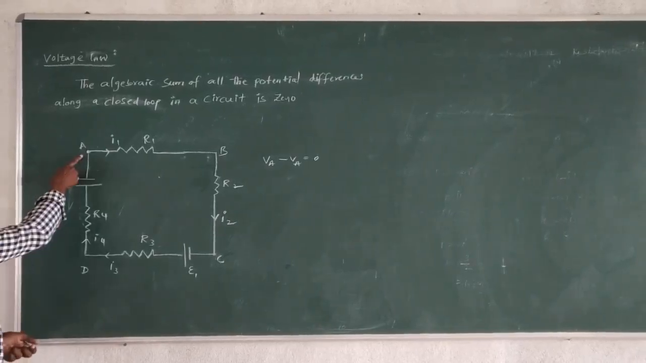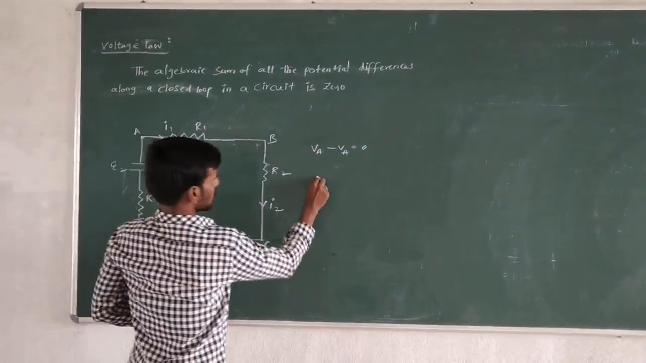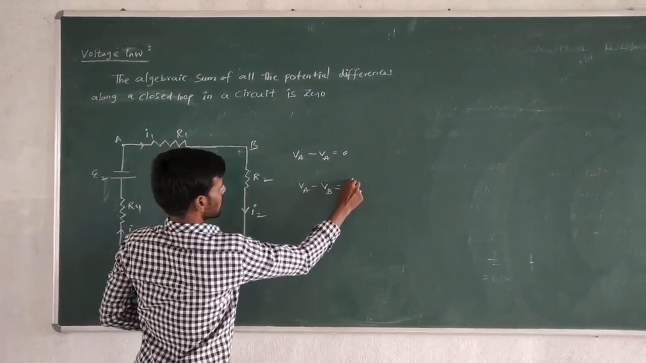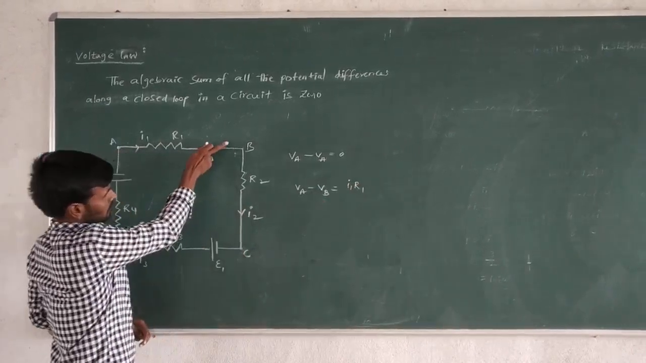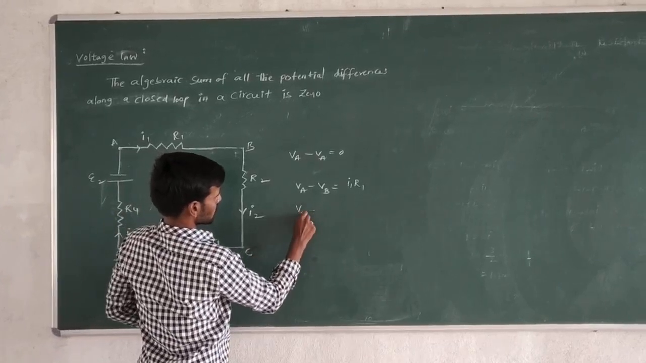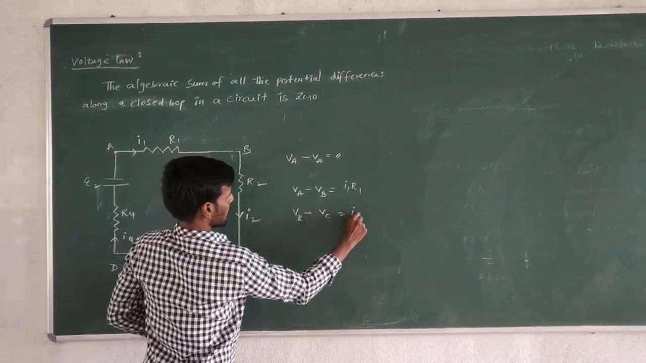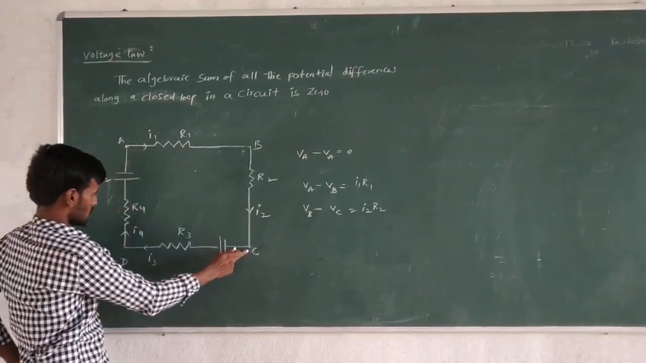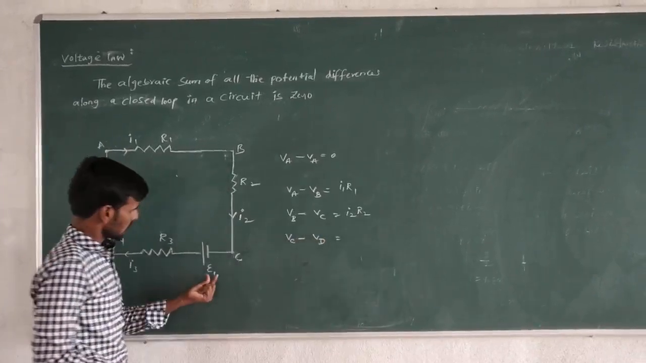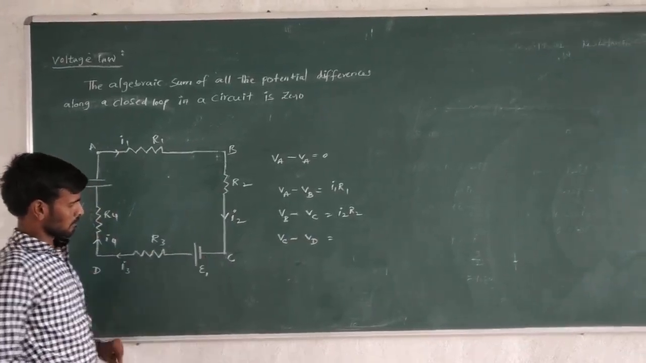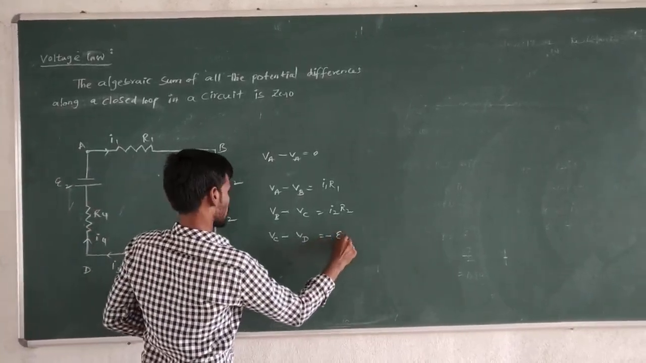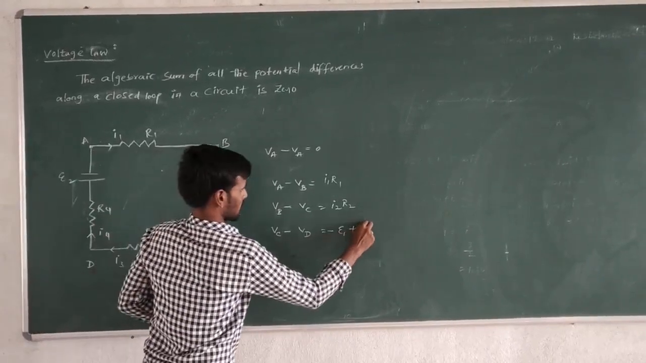Suppose we start from point A to point B. The potential drop VA minus VB is equal to I1 R1. Then it moves from point B to point C. The potential drop VB minus VC is equal to I2 R2. Then you go from point C to point D. The potential drop VC minus VD is equal to, here it moves from the negative terminal to the positive terminal, so the potential increases. So here minus epsilon 1 plus I3 R3.